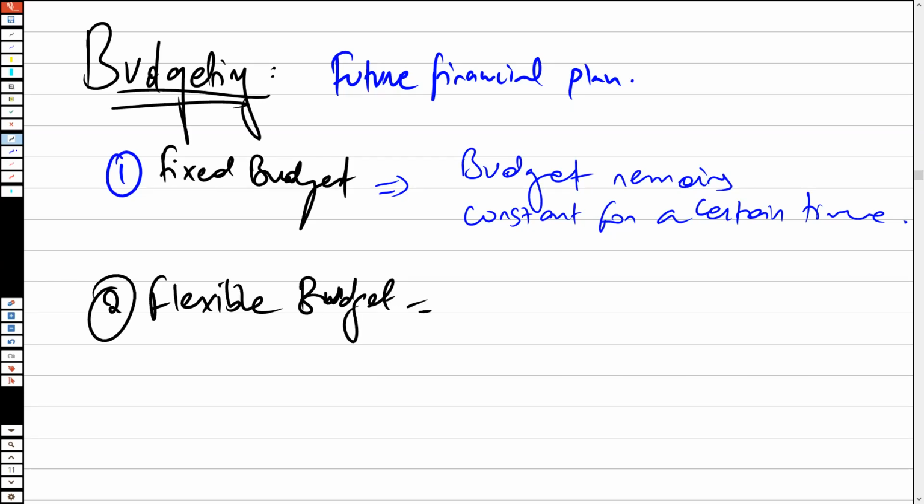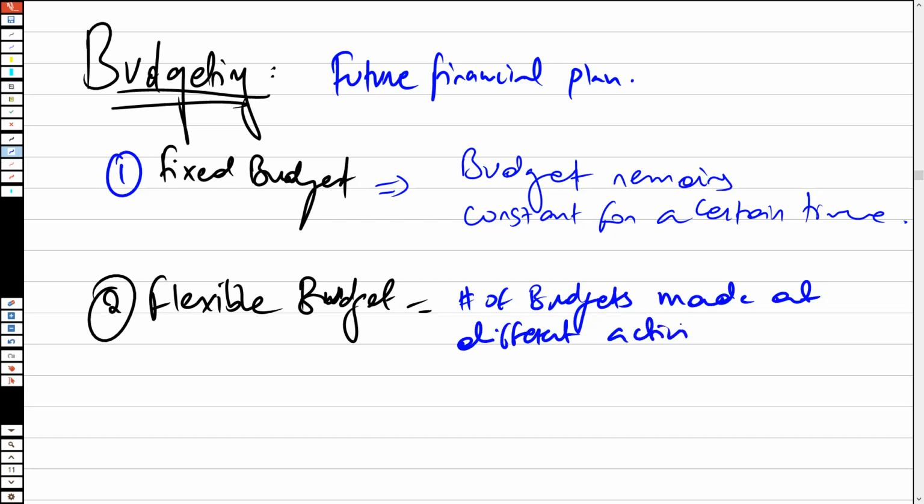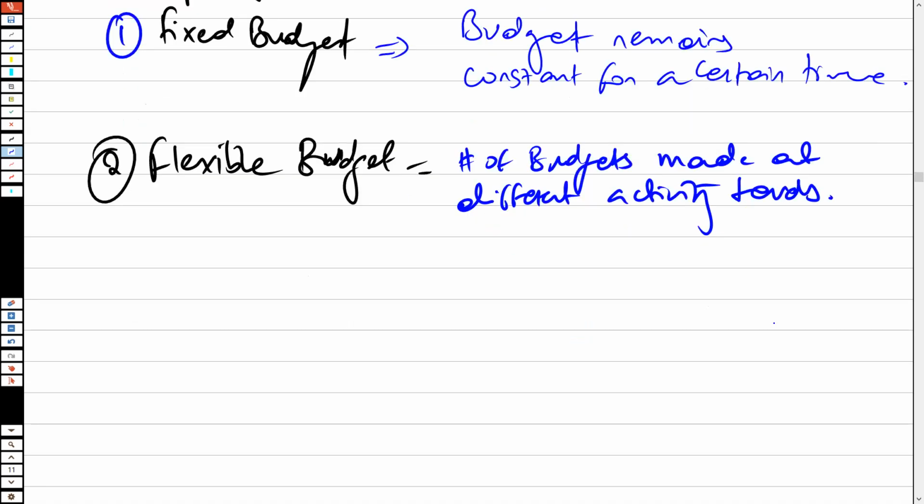The second budget is called the flexible budget. What is the flexible budget? The flexible budget is when you have a number of budgets made at different activity levels. Rather than having one single budget, you have multiple budgets at multiple activity levels so that you can use the appropriate budget when making the comparison.